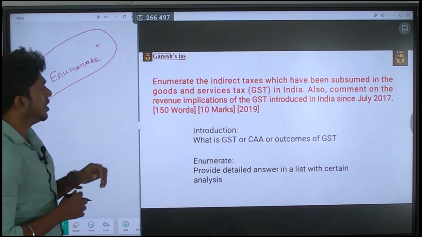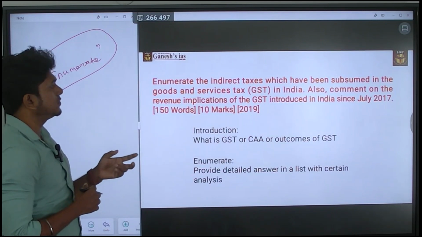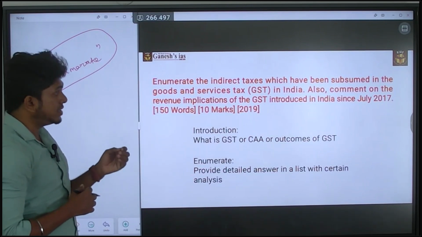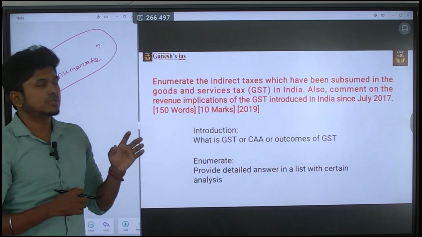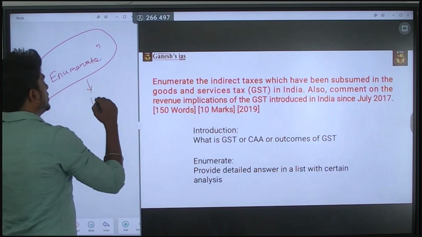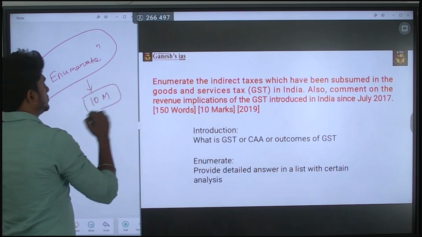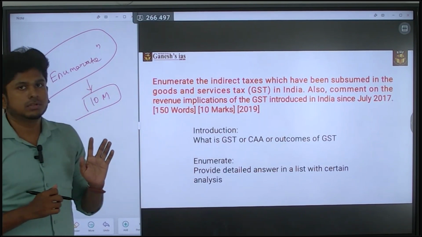Next, also comment on the revenue implications of the GST introduction. GST was introduced in India in July 2017. So it is a 10 mark question. It needs 2 pages, 150 words.